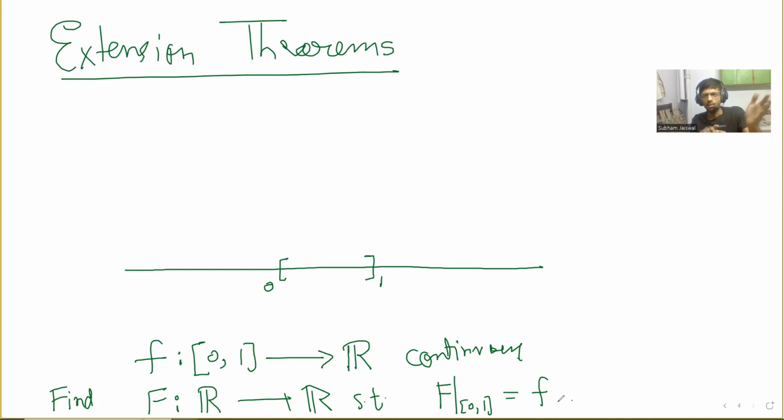So we just want to discuss the extension theorem. Extension theorems occur in all kinds of generality. But here, the first question is this: given a continuous function f on the closed interval [0, 1], can you find a function from all of R which extends small f, meaning that this capital F restricted to [0, 1] gives you the original f?